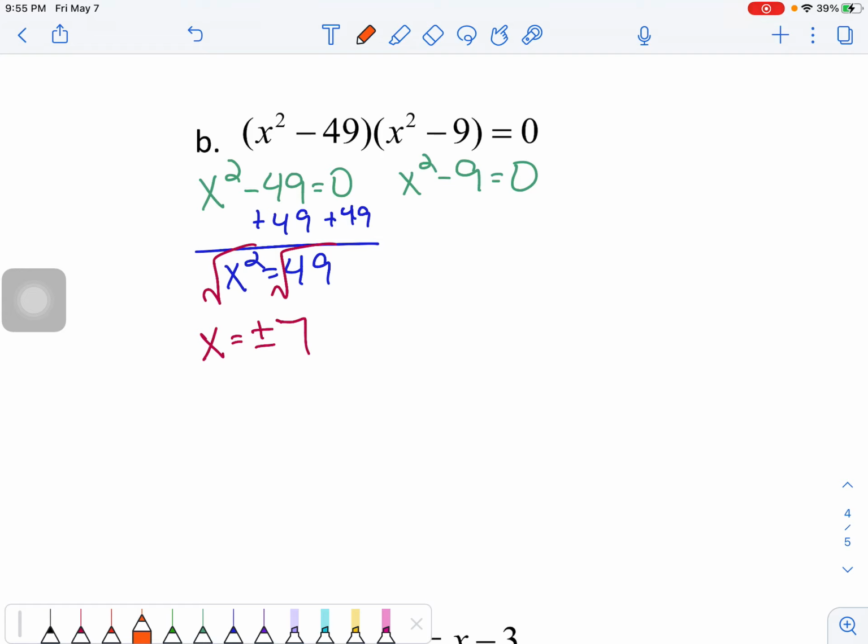We have another equation just like it. I can add 9 to both sides. So x squared equals 9.